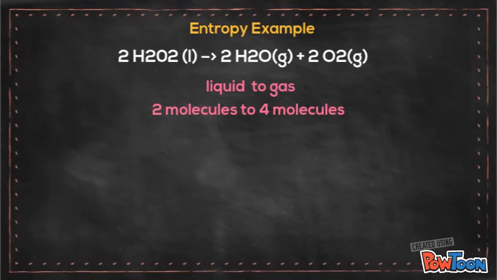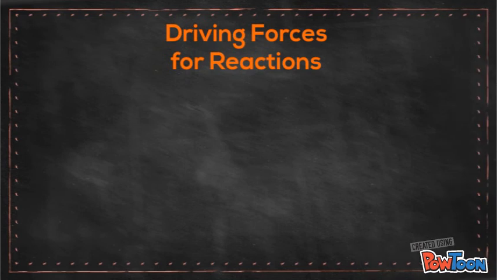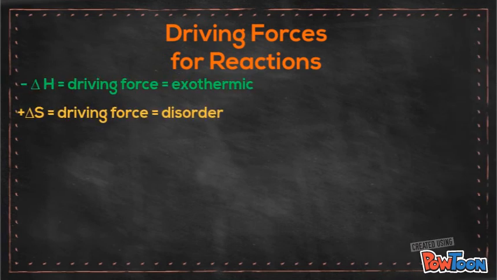Let's determine the sign of entropy for this equation. Hydrogen peroxide liquid goes through a decomposition reaction to form water vapor and oxygen gas. The reaction went from liquid to gas, and there was an increase in molecules from 2 to 4, so the entropy sign is positive. Enthalpy and entropy are what is known as driving forces for reactions.